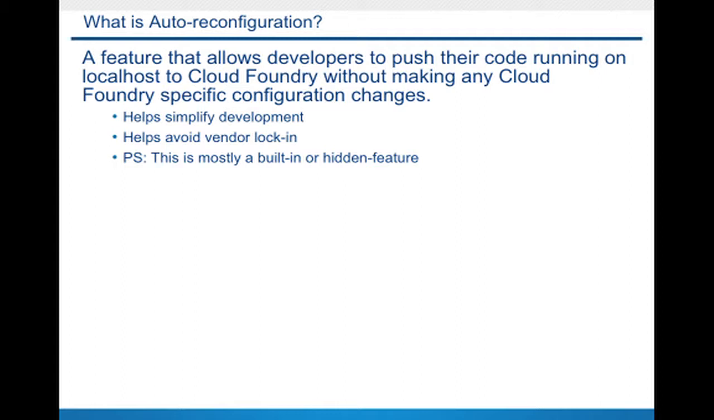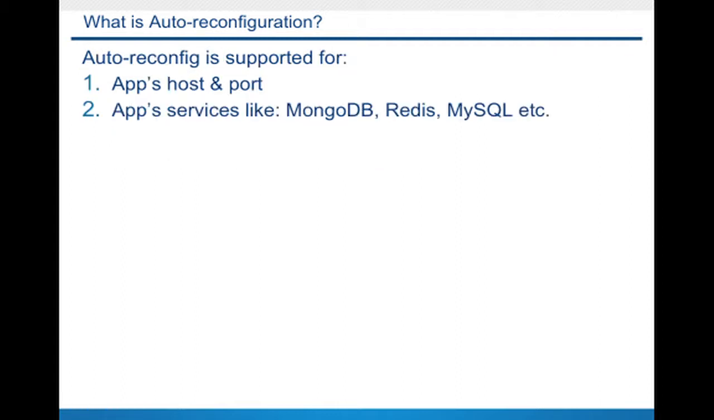So the main idea is to help simplify your development and help avoid vendor lock-in, because you are limiting the changes you're making to your code in order to push to Cloud Foundry. Also note that this is a built-in hidden feature, which means you will be using it without your knowledge. And auto-reconfiguration is supported for, number one, the app's host and port, and also app services like MongoDB, Redis, MySQL, etc.